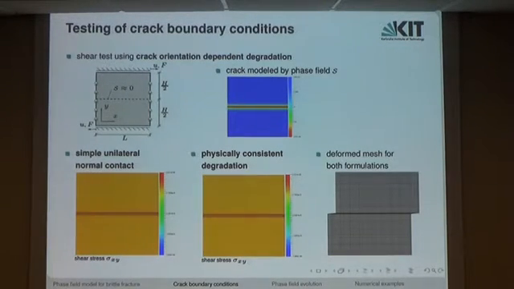Using again this shear test demonstrates the good performance of the crack orientation dependent degradation in the phase field model, here shown by means of the deformed mesh. So we see the 2 parts sliding on each other, and the small remaining shear stress in this model is due to the regularized formulation of the crack.